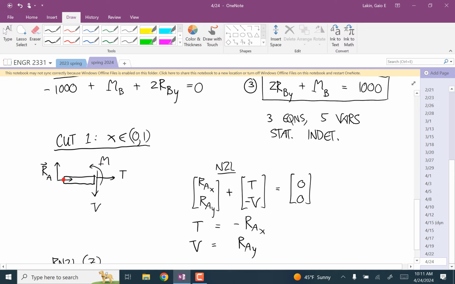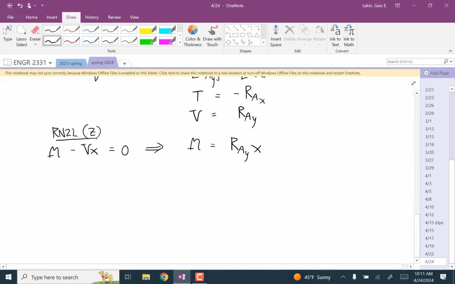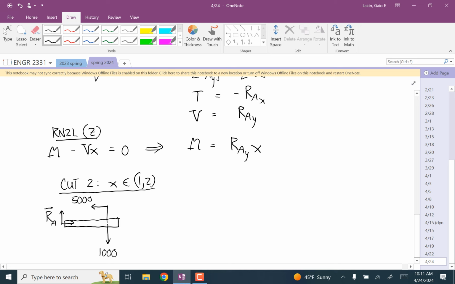Okay. And now we'll go to cut 2. This is for x values between 1 and 2. So we have RA. And now we have a 5,000 Newton force there and a downward 1,000 Newton force, and then the internal loads.